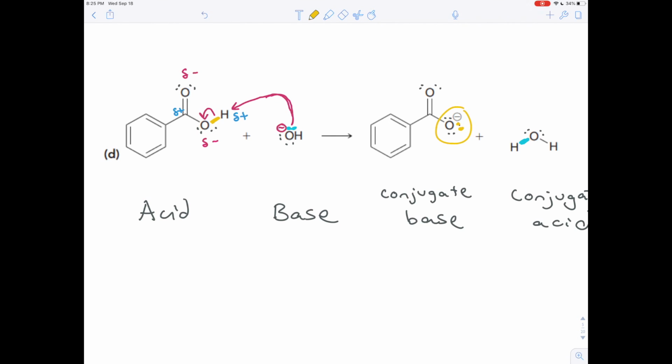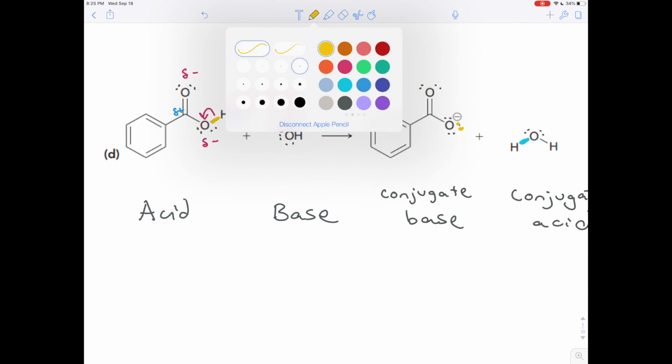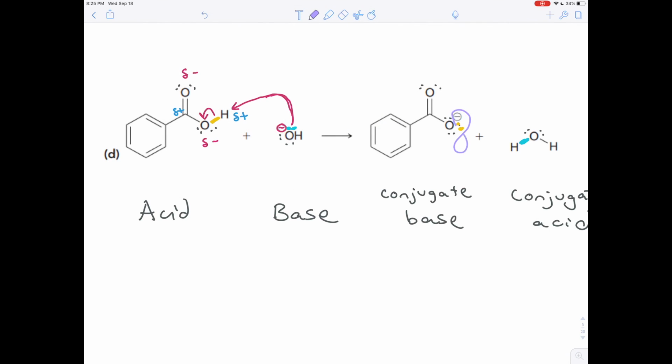And notice, this is actually a very stable negative charge because all of these lone pairs are allylic. So this will be in a p orbital that'll be parallel to the two p orbitals here. Notice also, though, that in order to have these pi bonds, you have to have p orbitals all the way around the ring. So the negative charge ends up spreading itself out around the entire molecule, which makes it very stable.